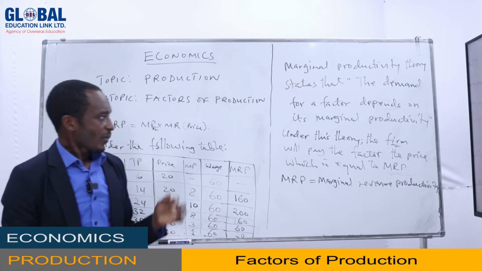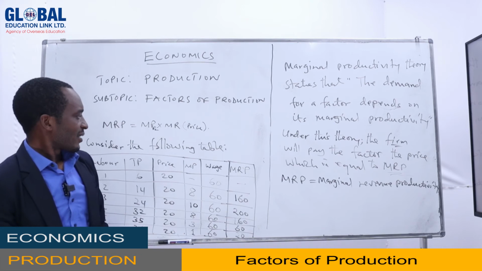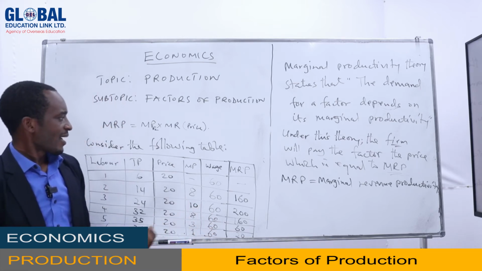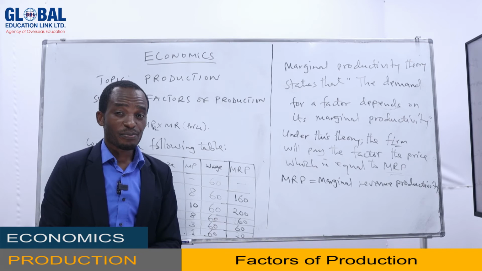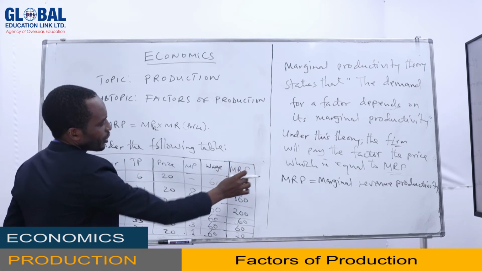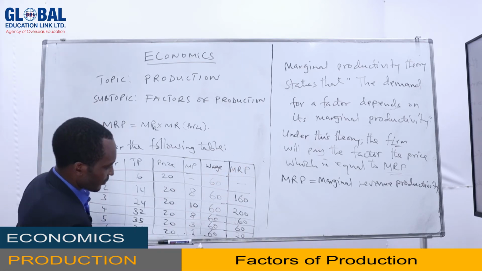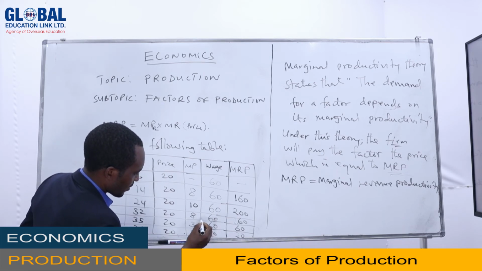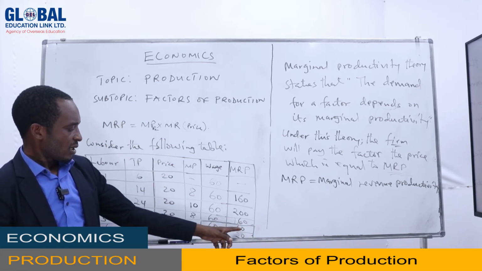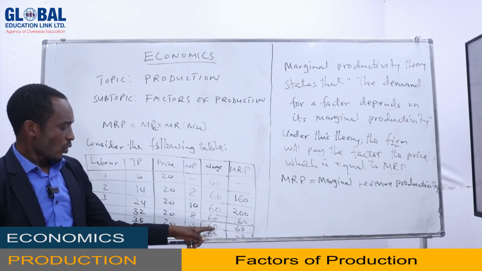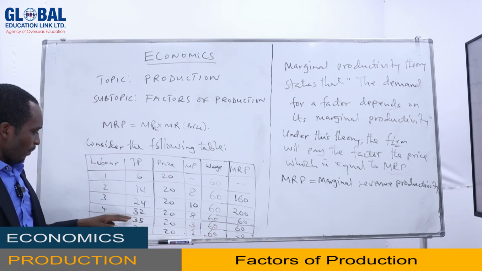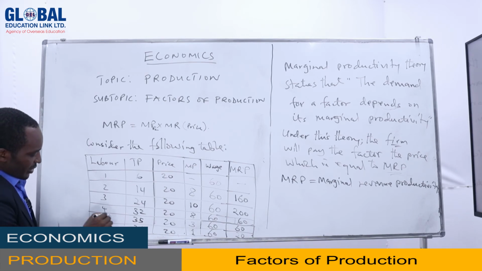So, as we said before, the firm will pay the wage, or the price of the factor will be equal to the marginal revenue productivity. So you can compare between the wage and the marginal revenue productivity. You can see at this point, the marginal revenue productivity is equal to the wage. So the firm will employ this unit of labor, which is 5.